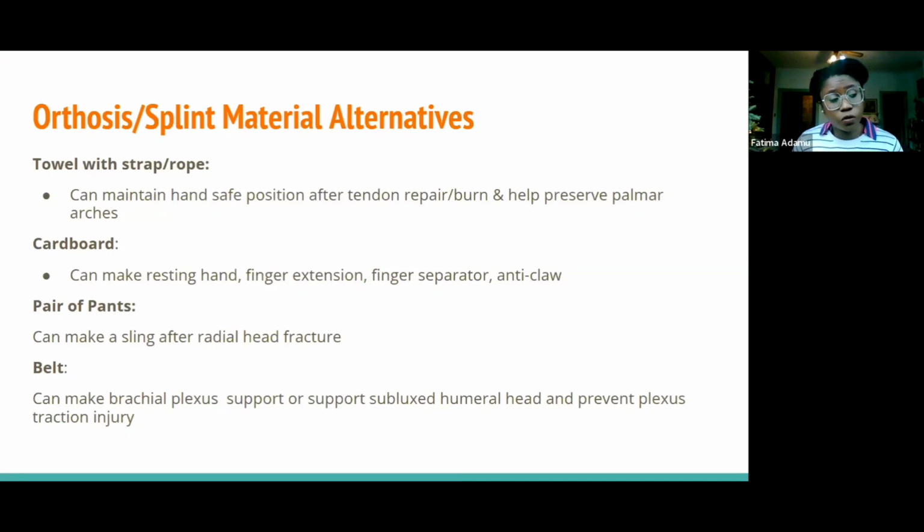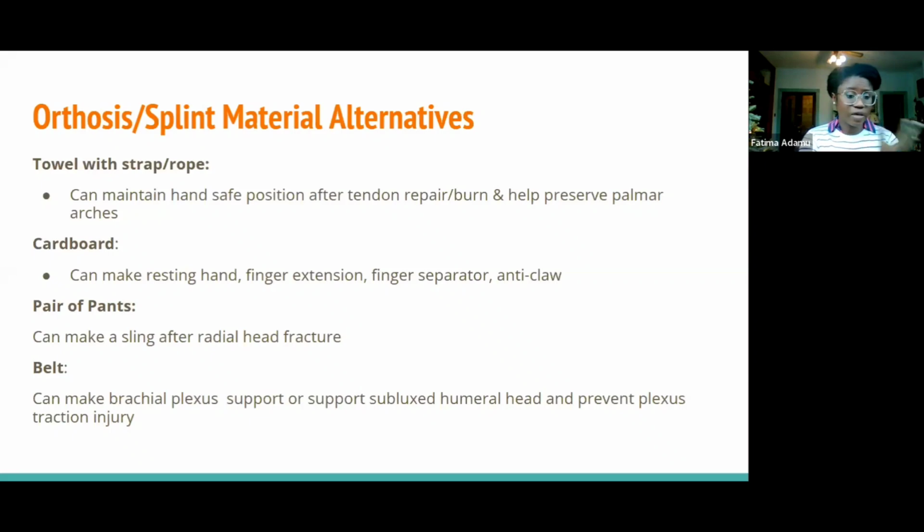You could use cardboard to make a resting hand or finger extension splint, or slots of cardboard for finger separators. If you have stiff enough cardboard, you could use it to make an anti-claw splint so that you could take the patient from this clawed position to more of that position so they can actually use their hand and not be stuck in that claw position.